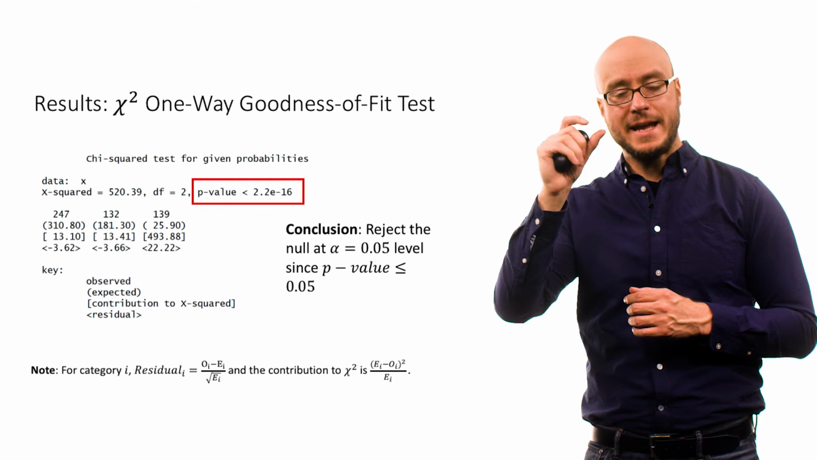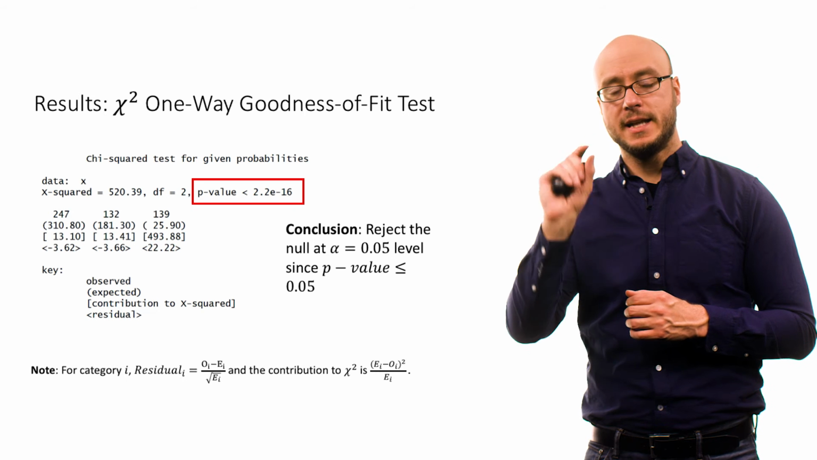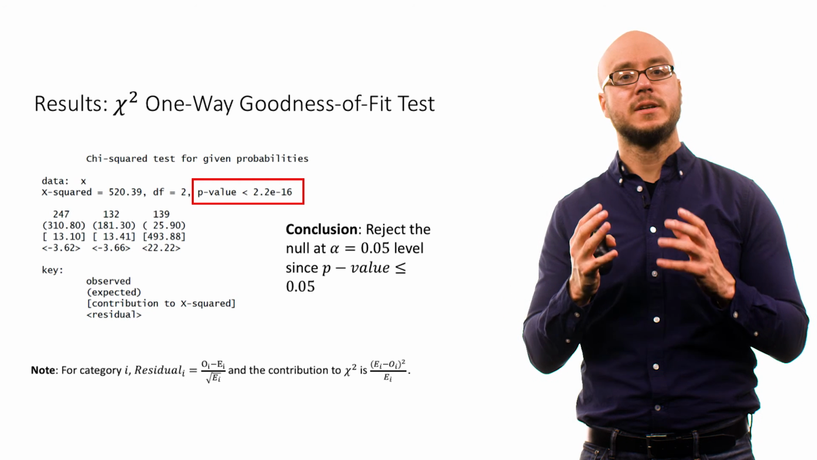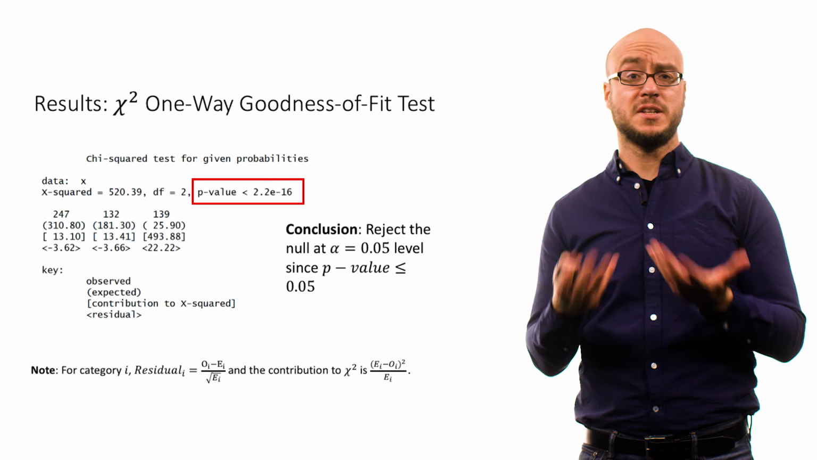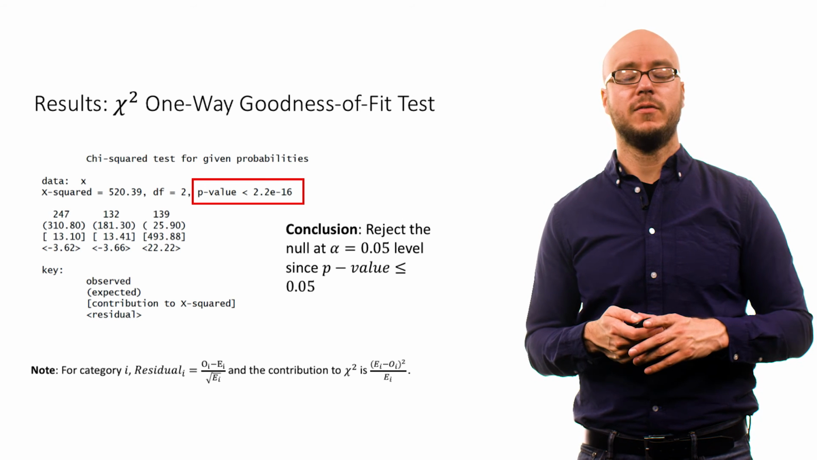And you can see that the difference between the observed and expected cell counts for that last category is really affecting our calculation for the chi-squared test statistic. So using statistical software, we can reject the null at the alpha of 0.05.